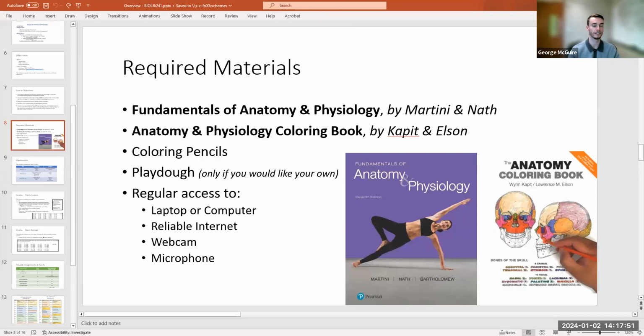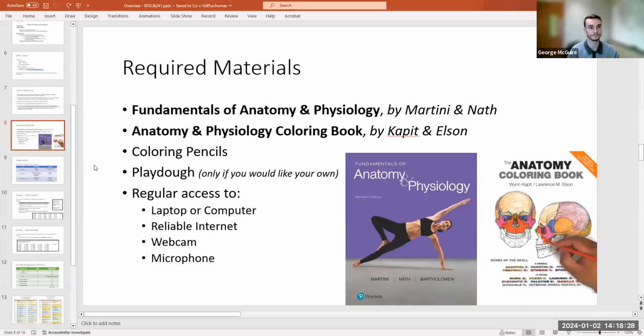So with that coloring book, you're also going to need some coloring pencils. In lab, we will be using Play-Doh and crepe paper to make models for some assignments. I have Play-Doh and crepe paper available for you in the lab. This is just on here if you would like your own, so that you can ensure no one else is touching that Play-Doh. And then lastly, regular access to a laptop or computer, reliable internet, whether that's at home or somewhere that you can access regularly, and then a webcam and microphone for these Zoom meetings. So any questions, concerns so far?